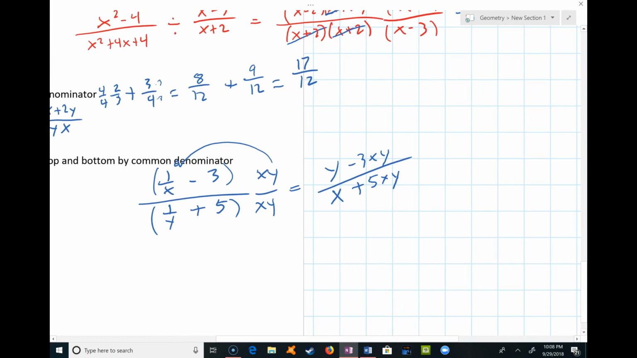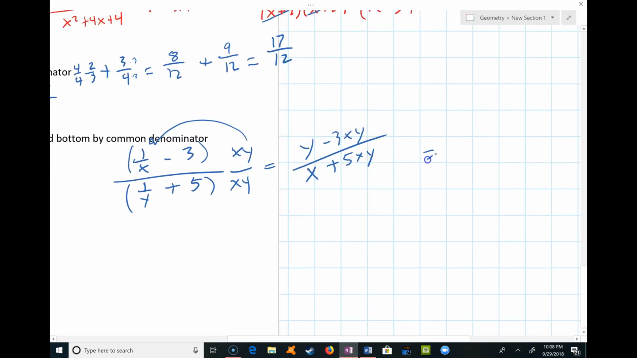At this point, we might check to see if there's anything that can be factored out. I can factor out a y here, and that would leave me with 1 minus 3x. And I can factor out an x here, which would leave me with 1 plus 5y. But notice that doesn't do anything for me. It doesn't provide anything to cancel. So once I discover that that doesn't help me, I'd erase that and leave this as my final answer, because factoring, remember, is the opposite of simplifying.